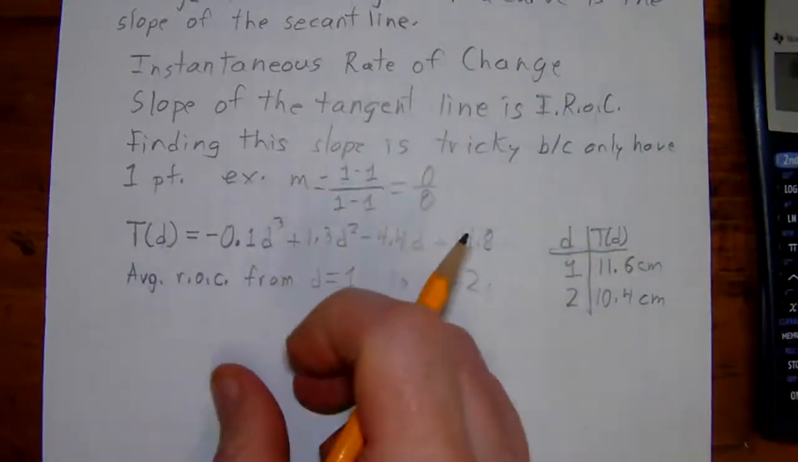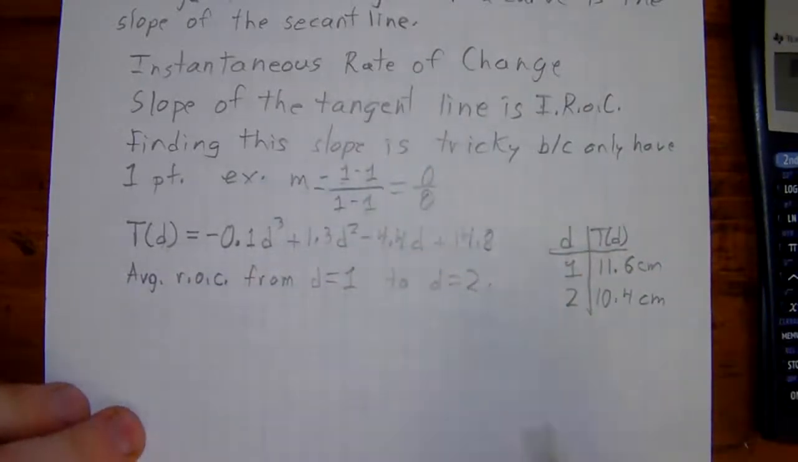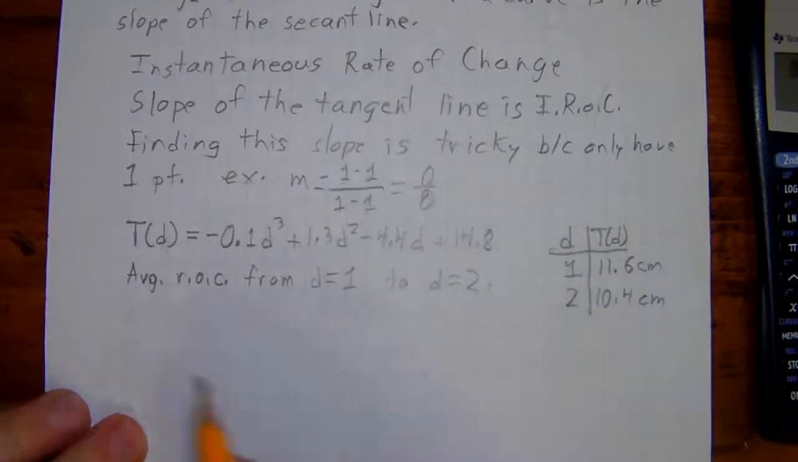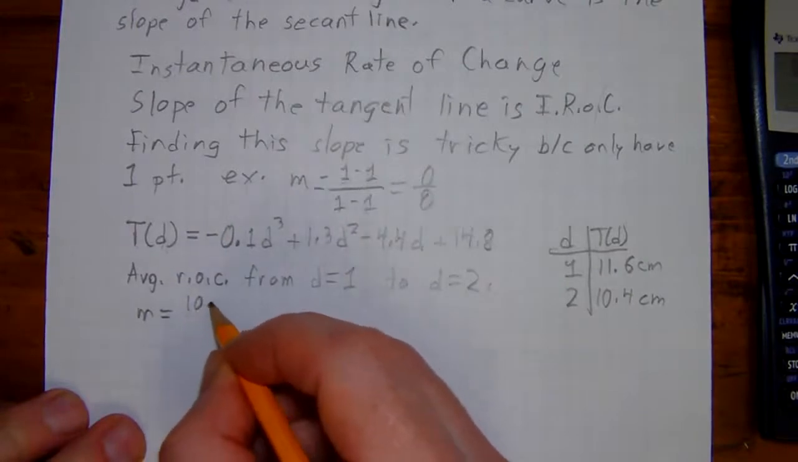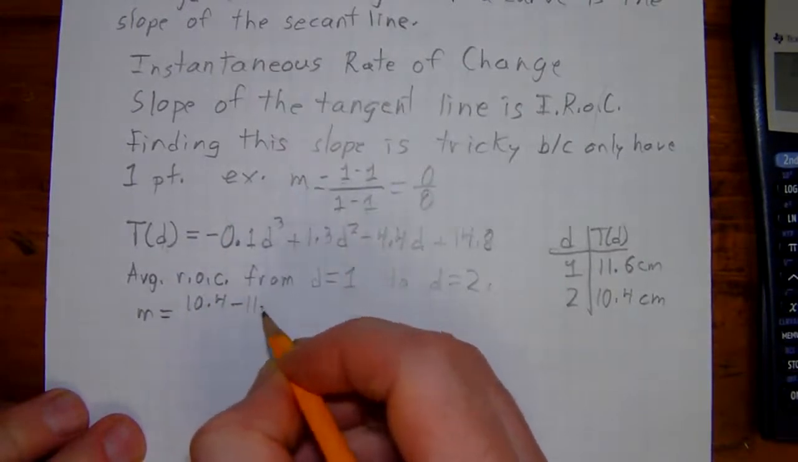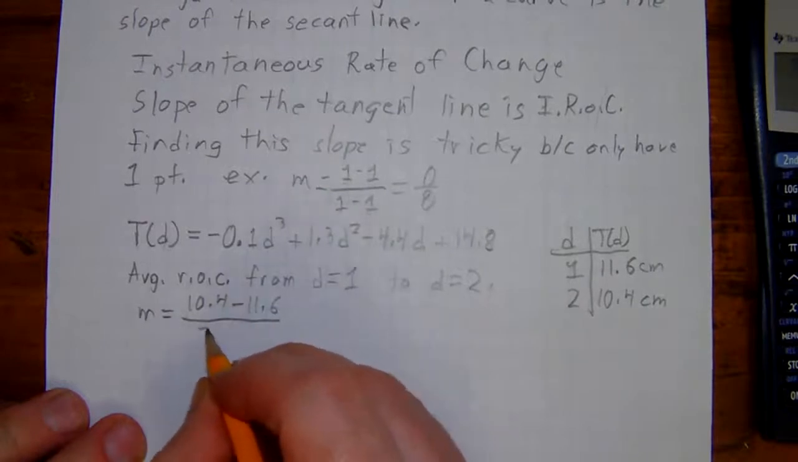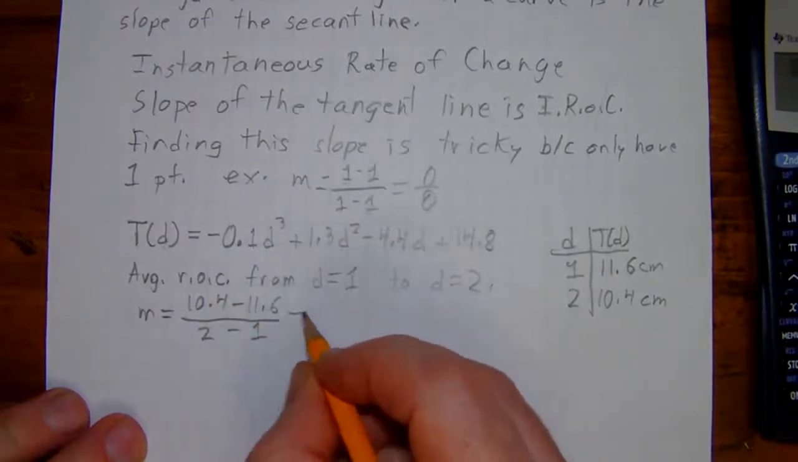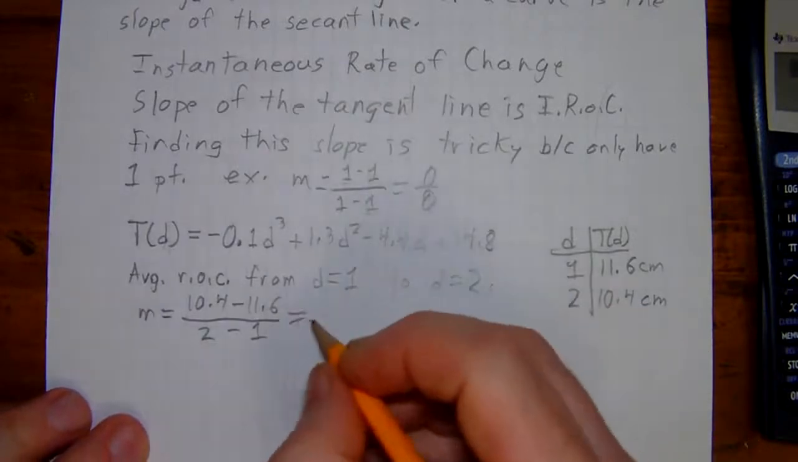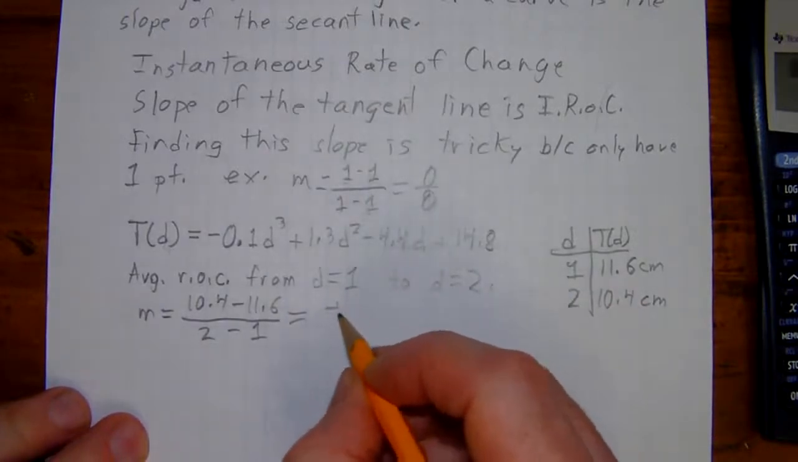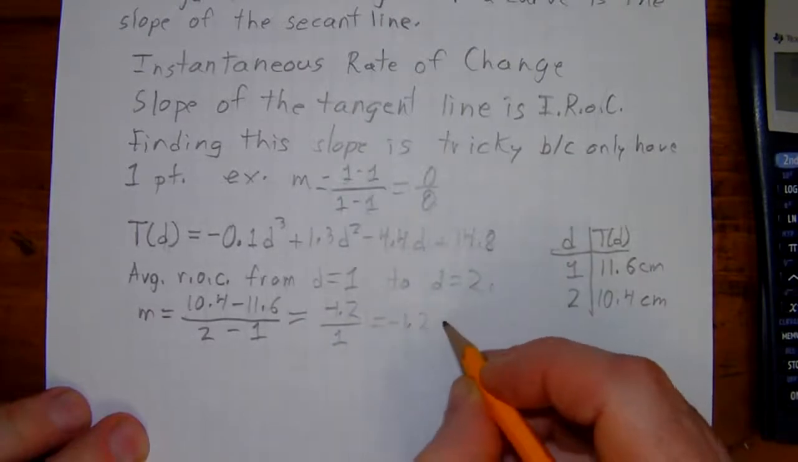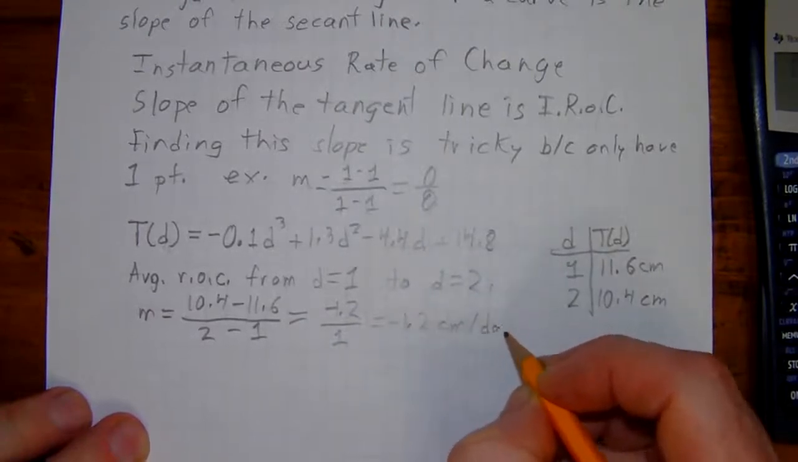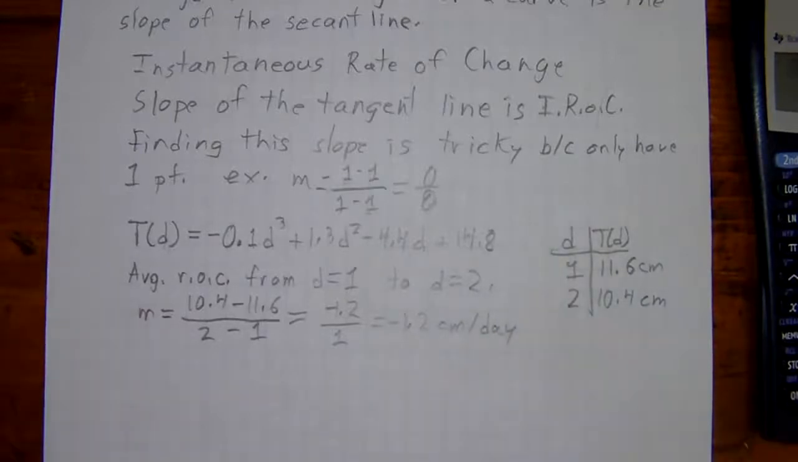So we want to know how fast the ice thickness was changing on average between January 1st and January 2nd. Well, we're just going to use our slope formula. Y2 is 10.4, Y1 is 11.6, X2 is 2, X1 is 1, and we can do this subtraction. We get negative 1.2 over 1, or negative 1.2 centimeters per day. So that's our average rate of change for the ice.